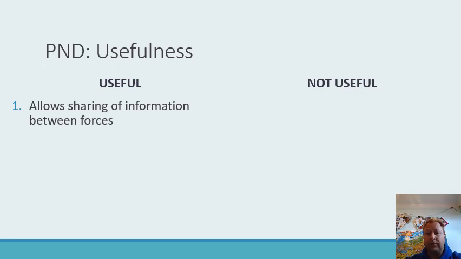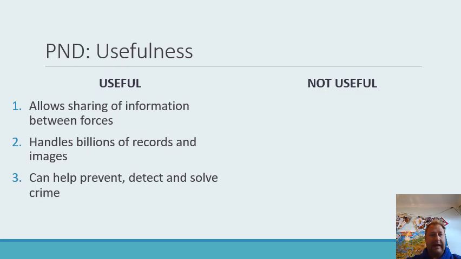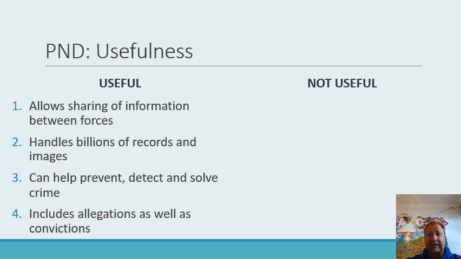A lot more usefulness here, so we can share between forces. We've got just loads of stuff on here. There's so much stuff, which is great. Was it 3.5 billion at my last looking of how many images or records they have? It can just be used to help protect, detect, and solve crimes. And interestingly, it links to allegations as well as convictions.